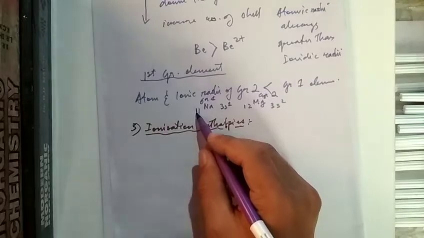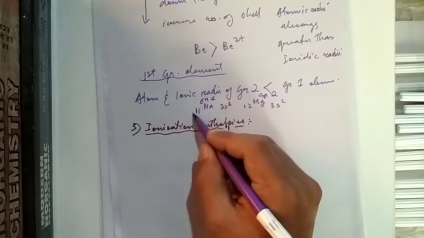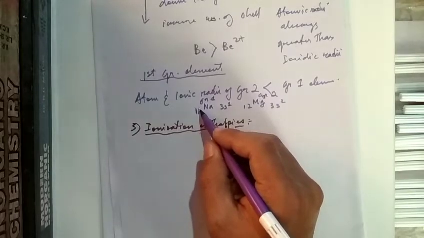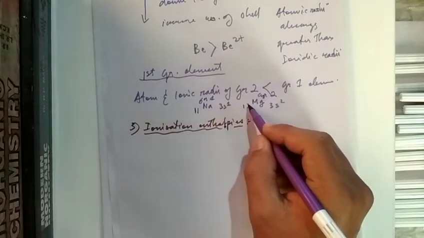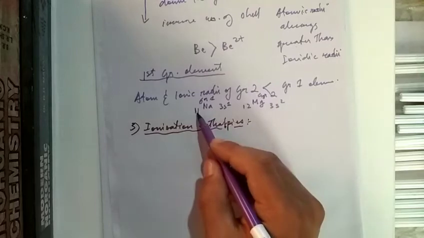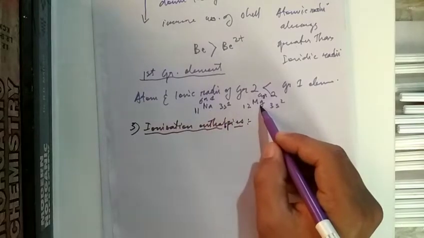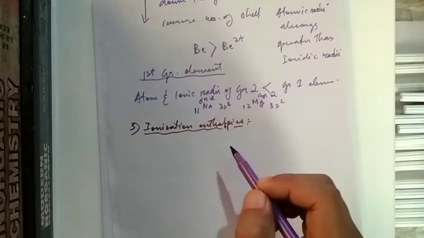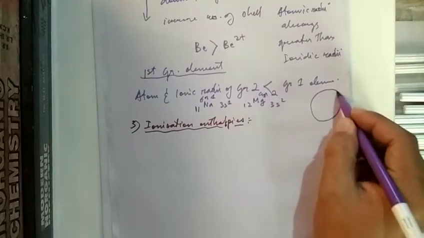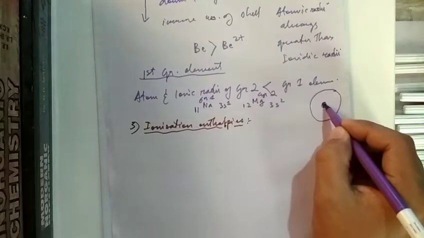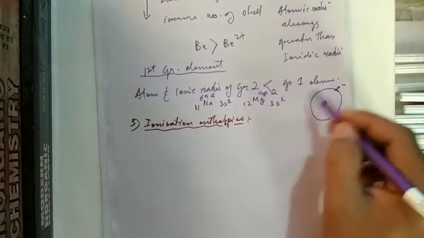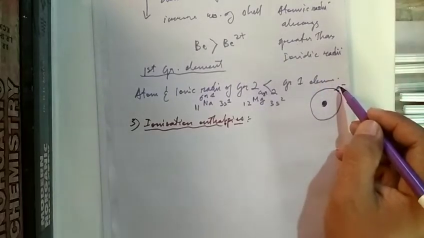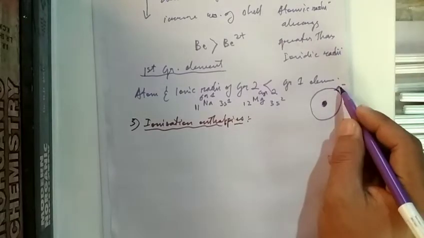Atomic number means the number of protons, and the number of protons is equal to the number of electrons. So sodium has 11 electrons and 11 protons, and Mg has 12 protons and 12 electrons. Now in the nucleus there are protons, surrounded by shells where you will find electrons. Protons have positive charge and electrons negative charge.